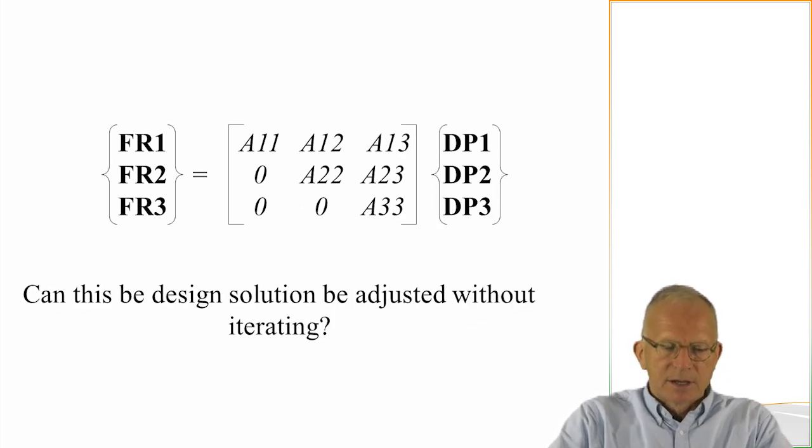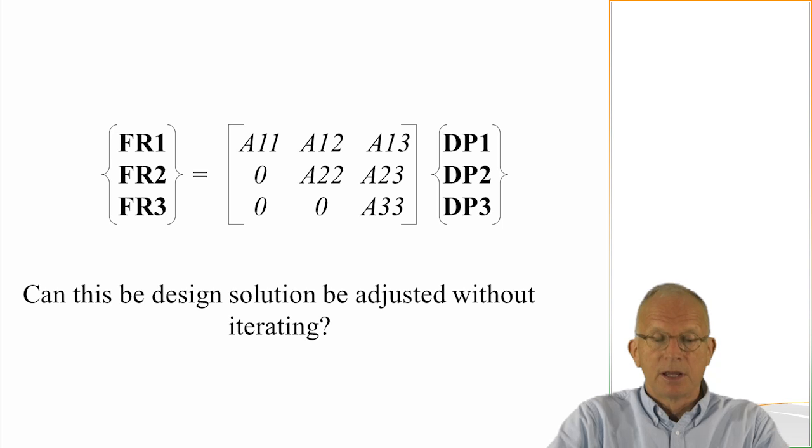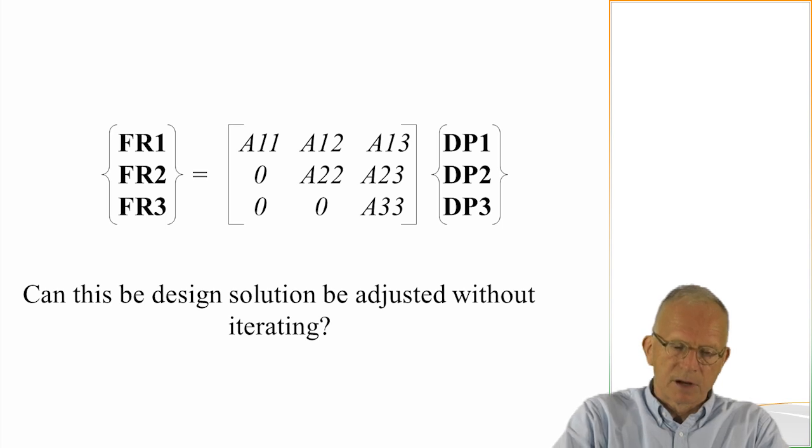Okay, so can this design solution be adjusted without iterating? And if so, what's the order of adjustment? We should be able to look at this and see it's an upper triangular matrix. With a lower triangular matrix, we went DP1, DP2, DP3, so with an upper triangular matrix, it makes sense that maybe we should adjust DP3, then DP2, and then DP1. And indeed, that's the case, because DP3 influences all the FRs and DP1 only influences FR1. So we can use that 3-2-1 order on the DP adjustments to put all of the FRs in tolerance and fulfill all the FRs.